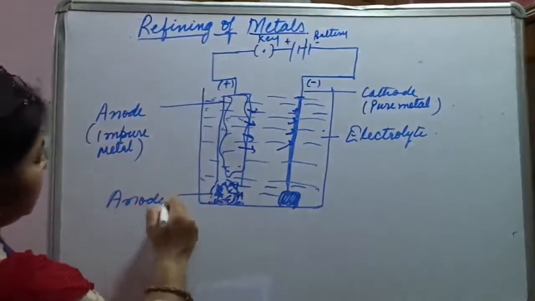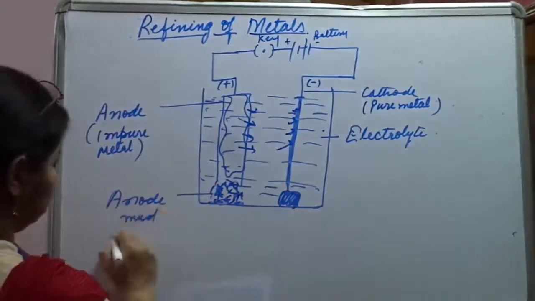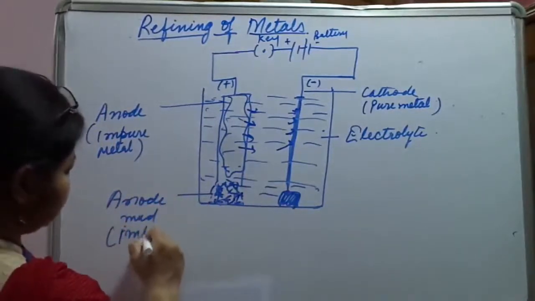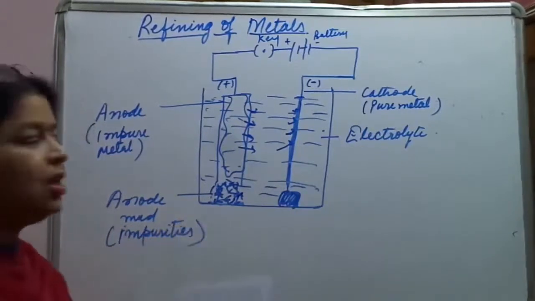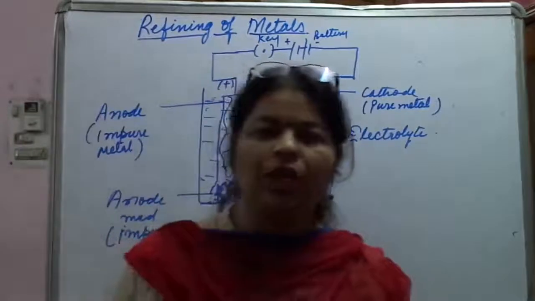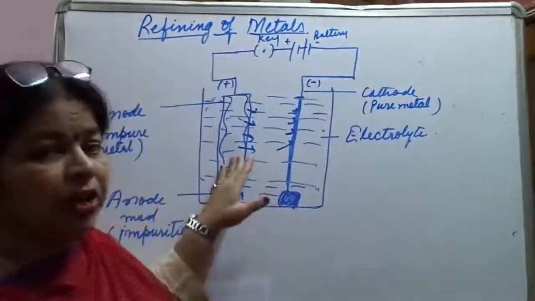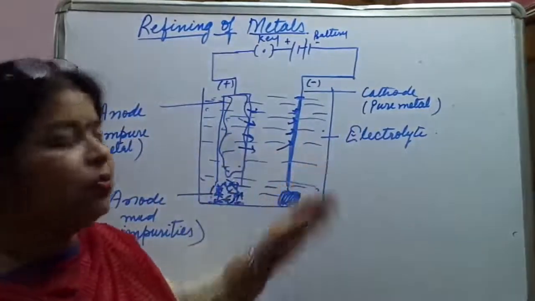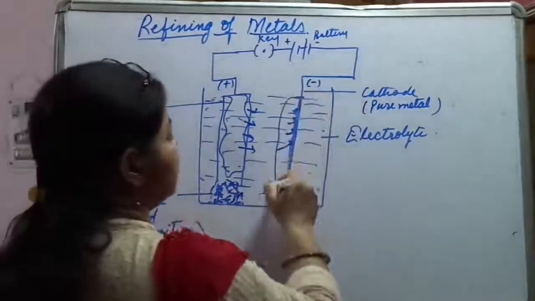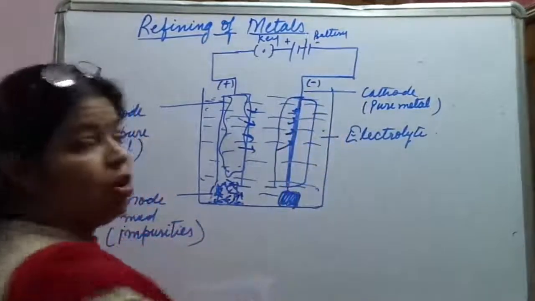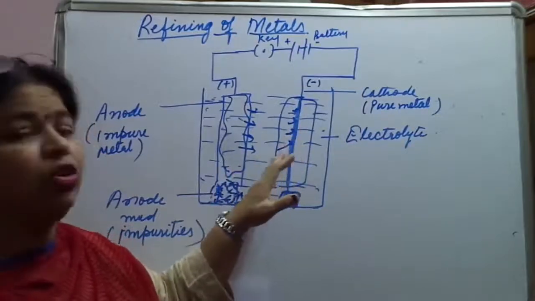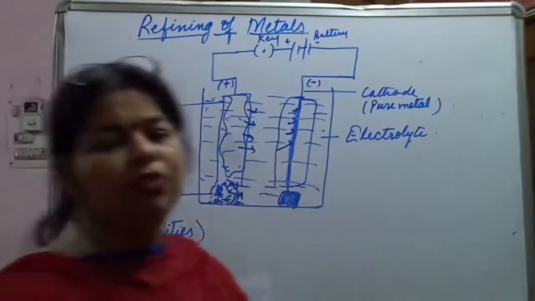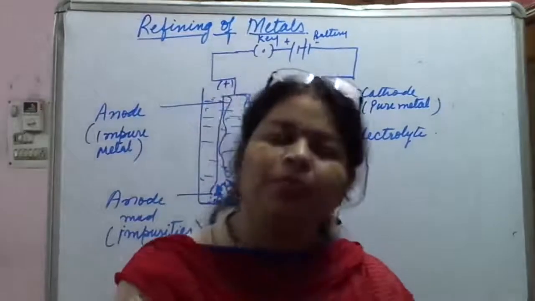The impurities will be collected below the anode. Okay, so by and by this will reduce and this is going to become thick. It will increase in size. Why? Because the metal is going to be deposited on the cathode. So in this way we can refine the metals.